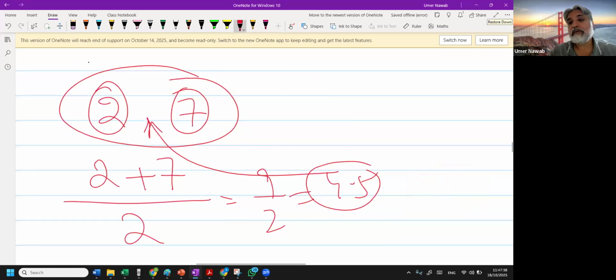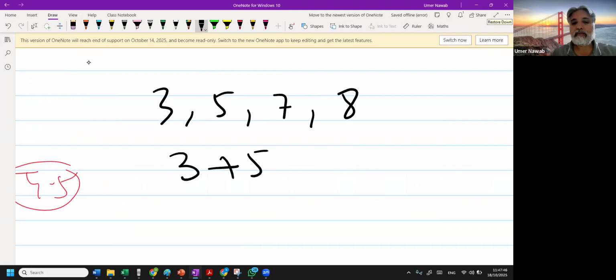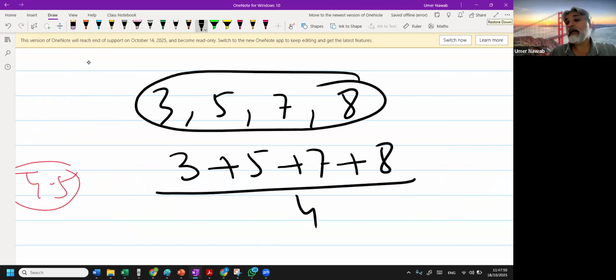I can find the average. If I give you 3, 5, 7, and 8, and I say, can you find the average of these numbers? What will you do? You will add them up and divide by the total numbers, 4. So this is the average.